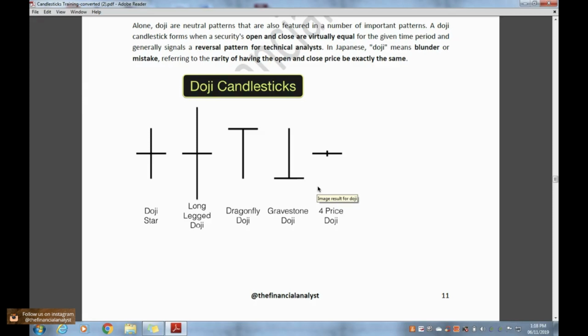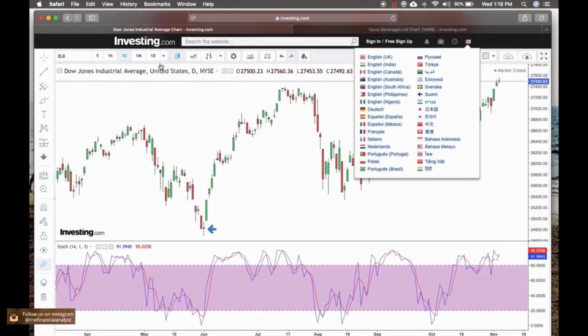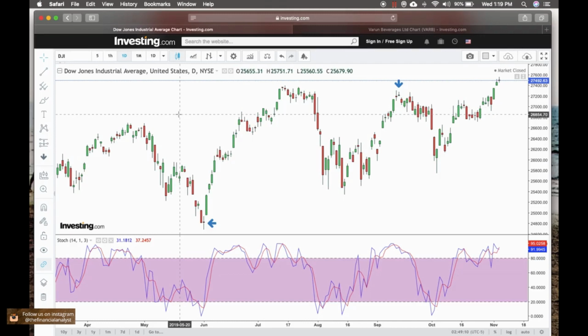Now I want to go into the charts to show you the practical applicability of how we can spot these patterns. First, I want to discuss this on the Dow Jones Industrial Average chart in the New York Stock Exchange. I will be using the stochastic indicator. If you do not know what it is, I will be discussing it in later videos on our channel, so make sure you subscribe to our channel so you are updated with any new videos.